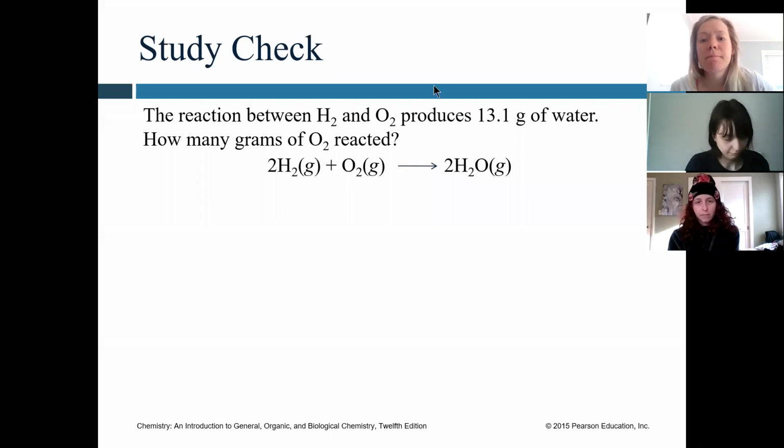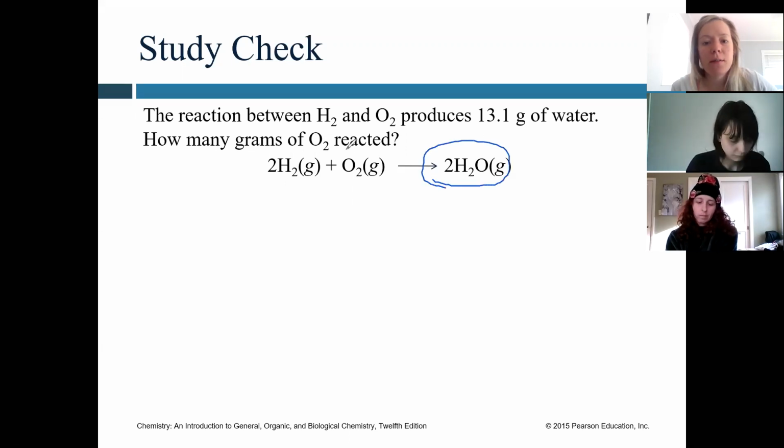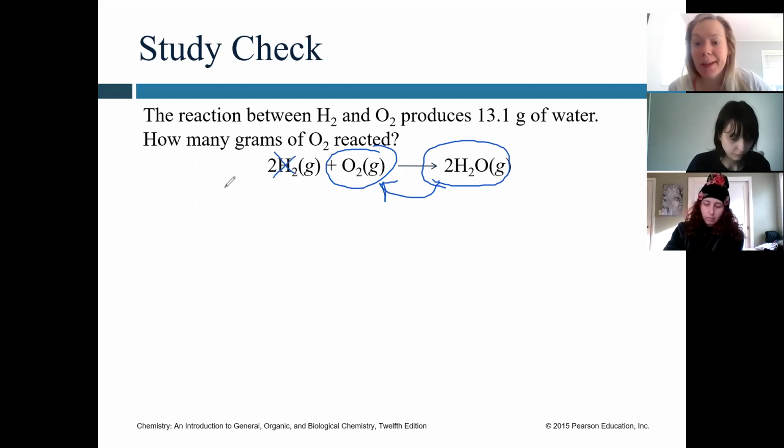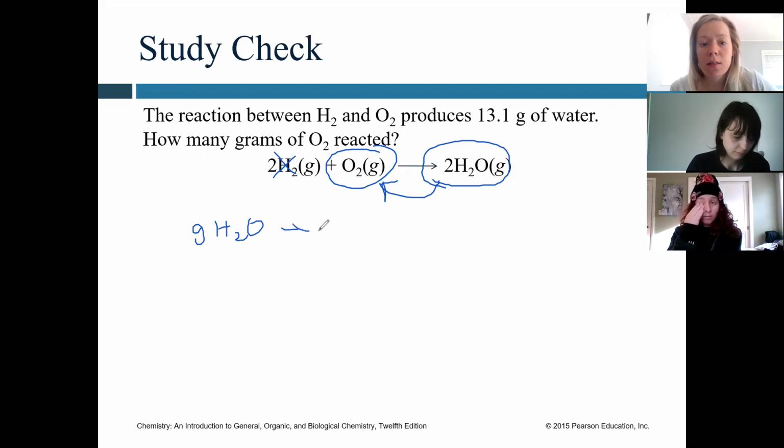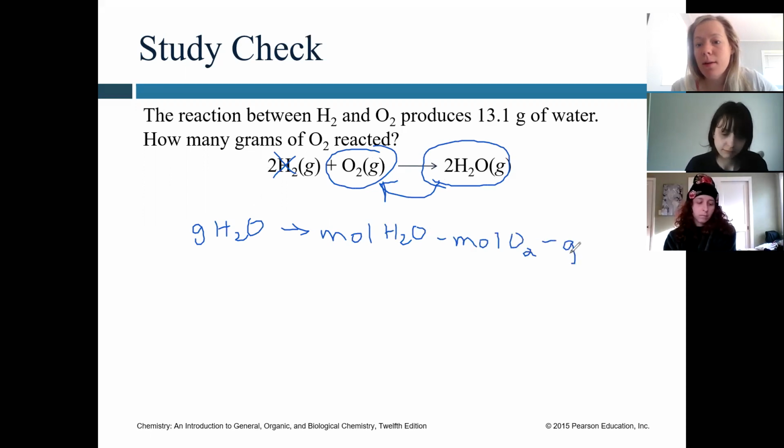Okay, so in this one, we are given something about water and we're trying to find something about O2. We're hopping here. This we can just sort of not think about for right now. So we want grams of water into moles of water, into moles of our oxygen, into grams of oxygen.